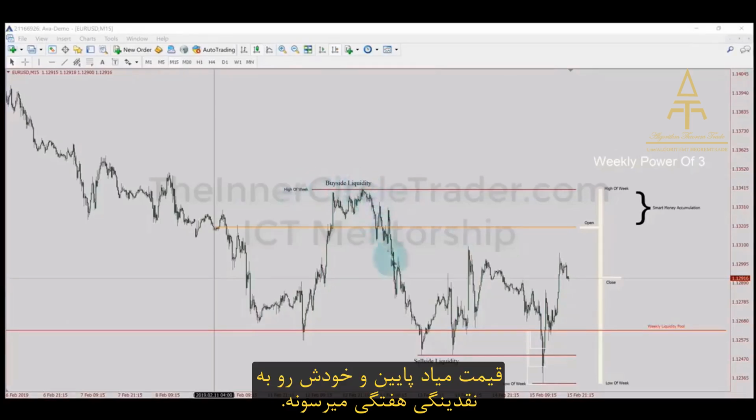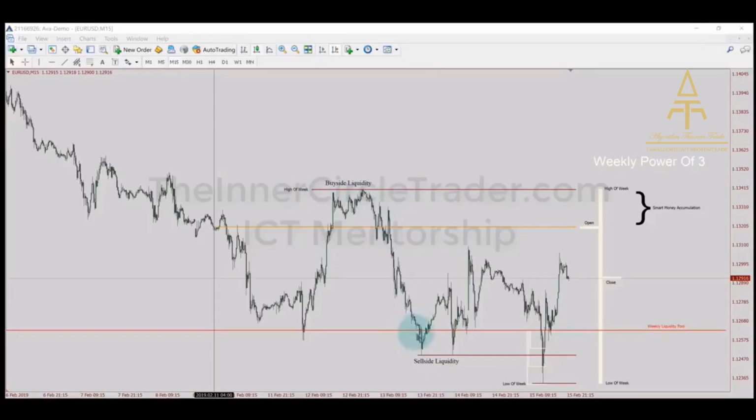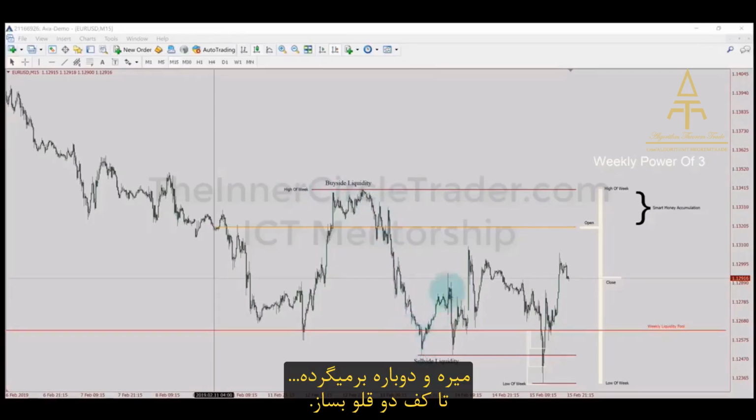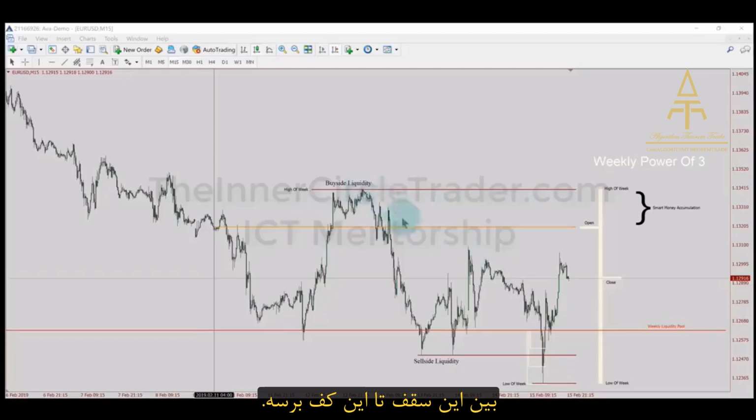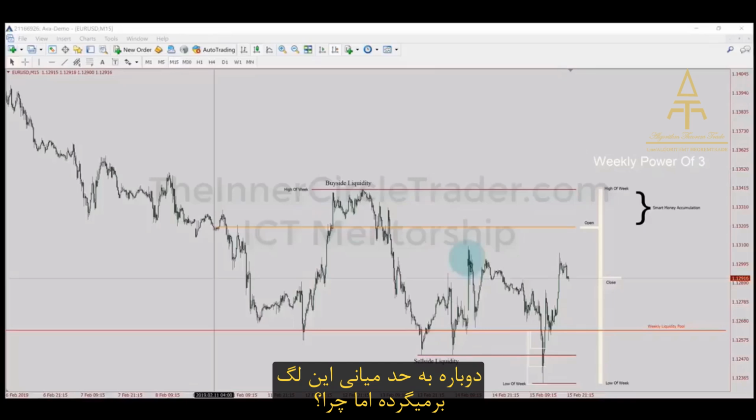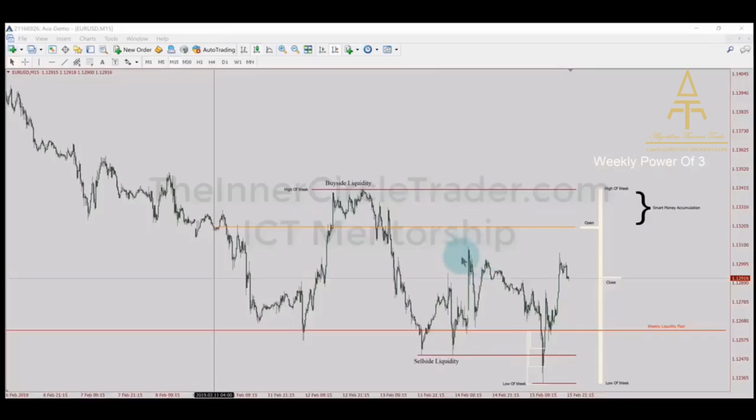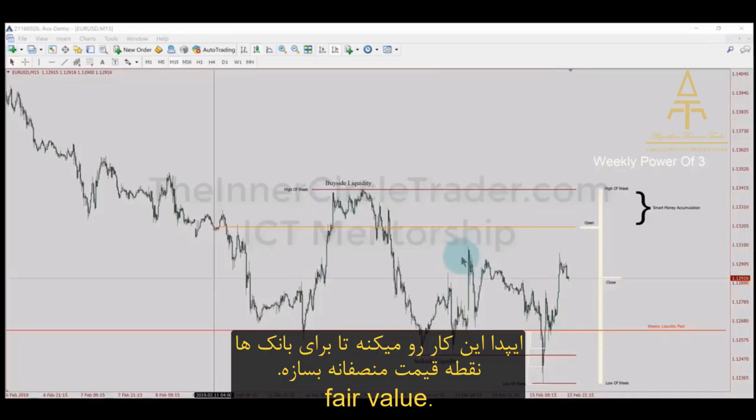The market trades down. It reaches into that weekly liquidity pool. It does so here. Rallies away, trades one more time, creates a double bottom. Comes all the way back up to at least the equilibrium price point of the weekly high, from this high to the new low. Trades back up to midpoint of that. Why does it do that? IPDA does that to pick up more orders and allow fair value entries on the banks.